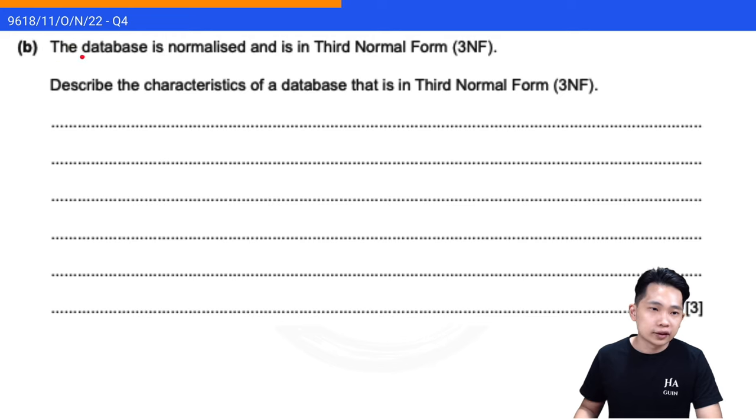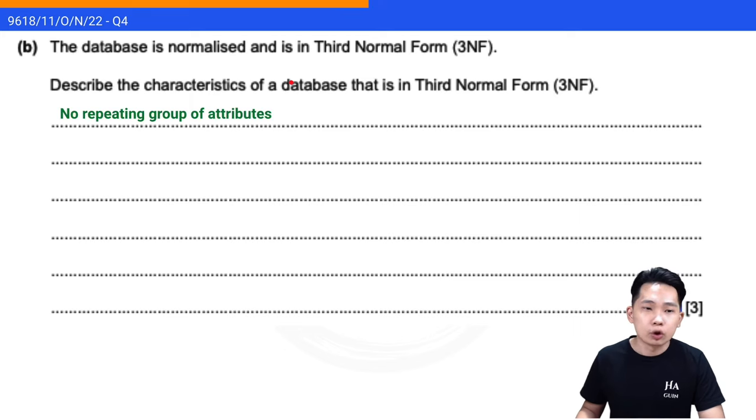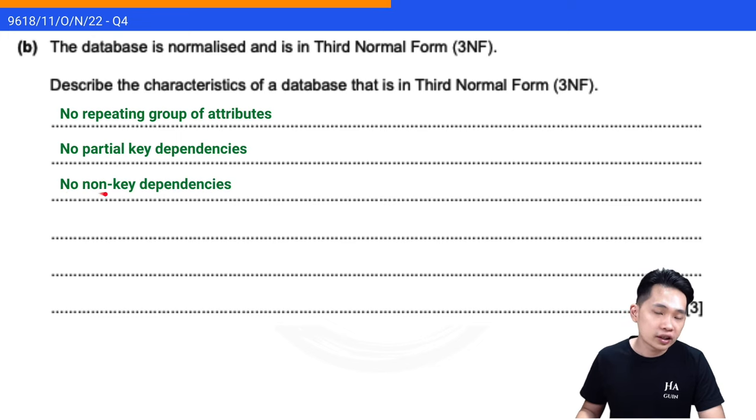And then for B, the database is normalized and is in third normal form. Describe the characteristics of a database that is in third normal form. So this is just a definition question, so it's actually quite simple. The first one will be no repeating group of attributes. So this is for 1NF. Then next will be no partial key dependency. So this is for 2NF. And then finally, no non-key dependency. So this is for 3NF. So this is how you can answer this question. They are just asking for the definition of 3NF.